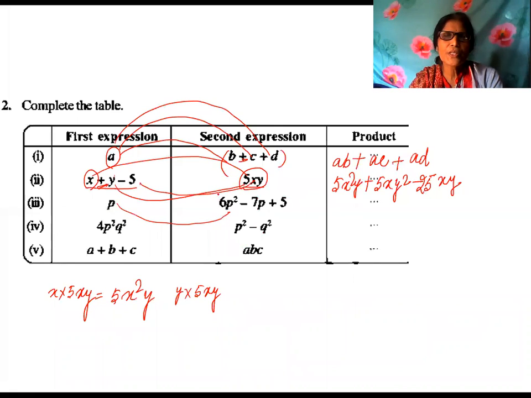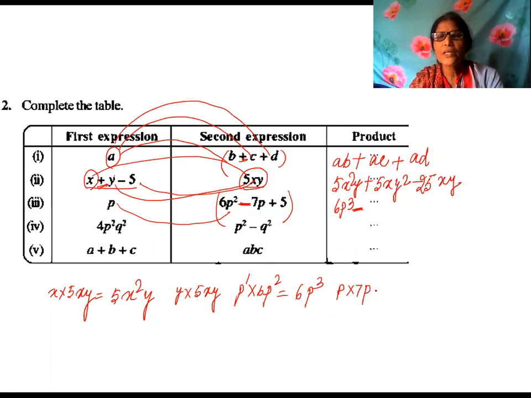Now coming to the third one. p into 6p square. P into 6p square gives you 6p cube, since 1 and 2 give 3. So 6p cube. Then there is a negative sign, so put a negative sign. Then p into 7p gives 7p square. Next there is a positive sign, I'll write positive. P multiplied by 5 gives 5p.